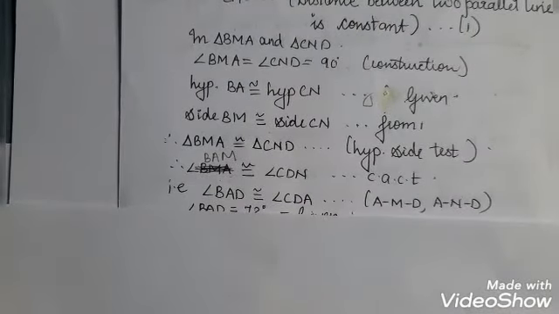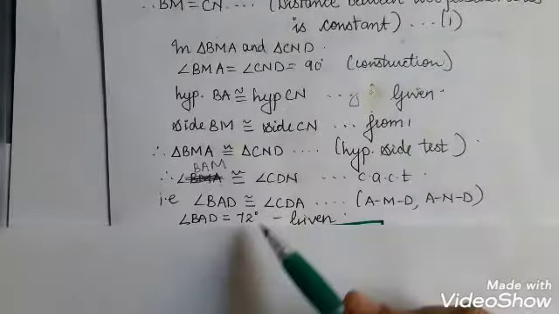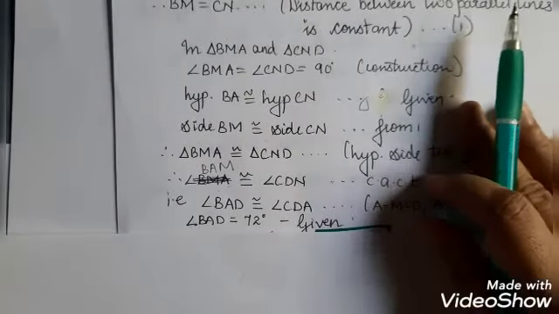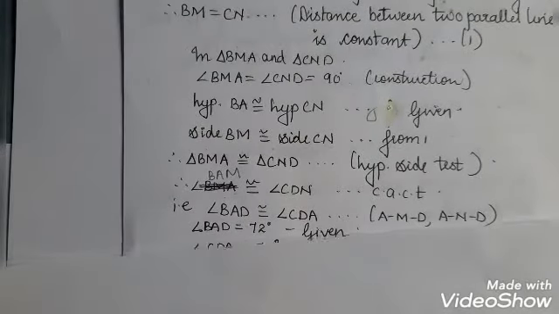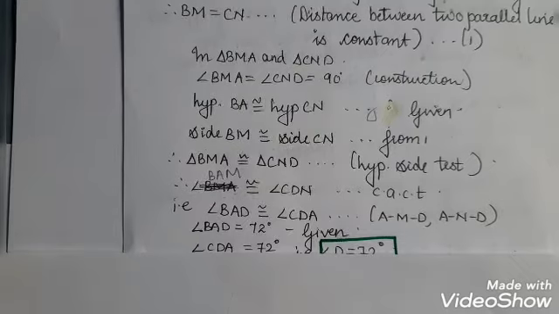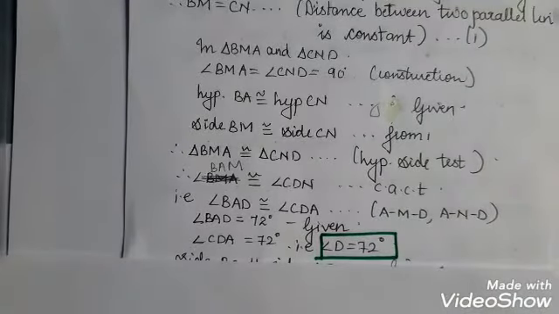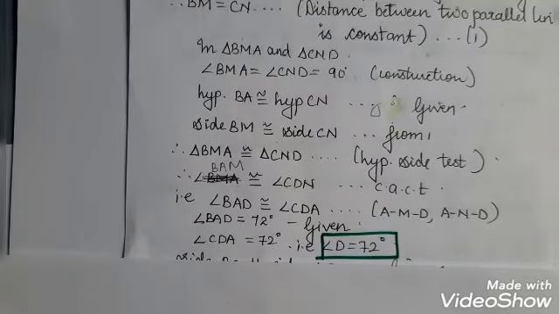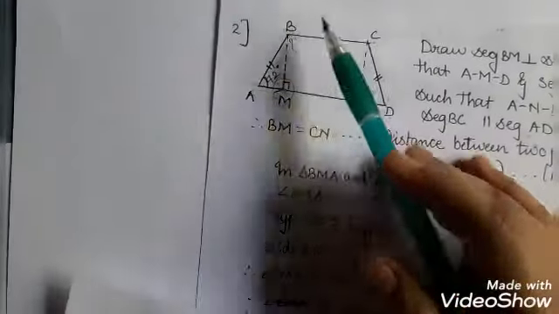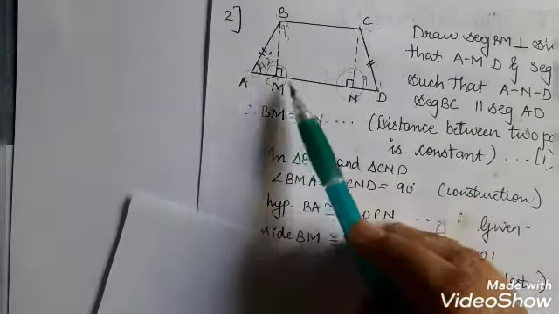Okay. Now, BAM is already given to us as 72 degrees. So, if BAM is 72 degrees, BAD will also be 72. BAD is 72 degrees, right? That is given to us. So, if BAD is 72 degrees, CDA is also 72 degrees because they are equal. So, that means angle D is equal to 72 degrees. So, I got this as 72 degrees. Next, side BC is parallel to side AD, that is already given to us. So now I take BA as a transversal because I have to find the measure of angle B.